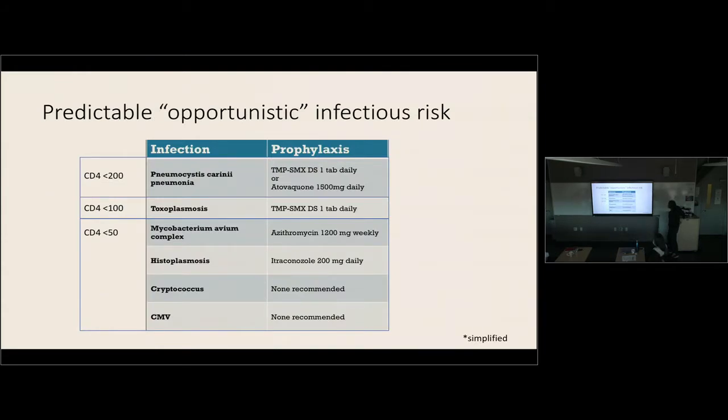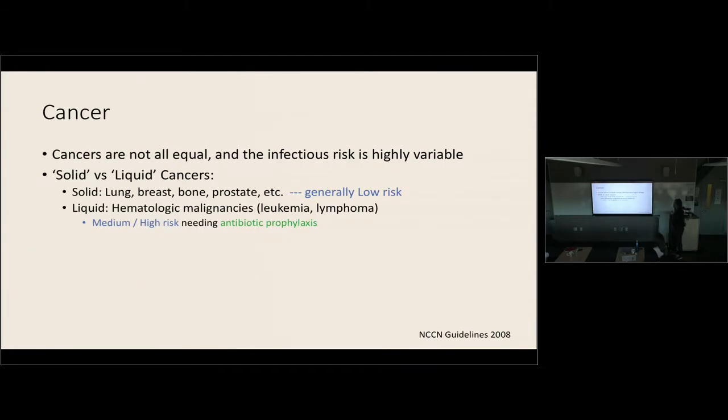And this is so predictable that this is the clinical algorithm for when we treat people prophylactically, so when we treat them before they have the disease. So if your CD4 is less than 200, then you get put on Bactrim to prevent this. Once it's less than 100, you get put on this to prevent toxo. Essentially, it's very predictable. All right, next.